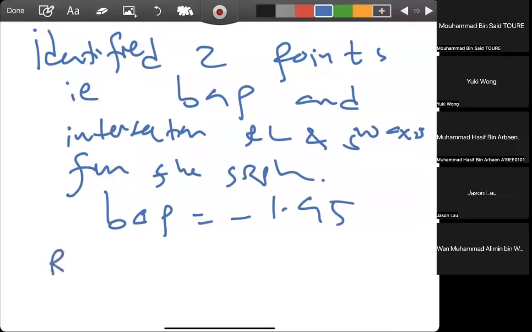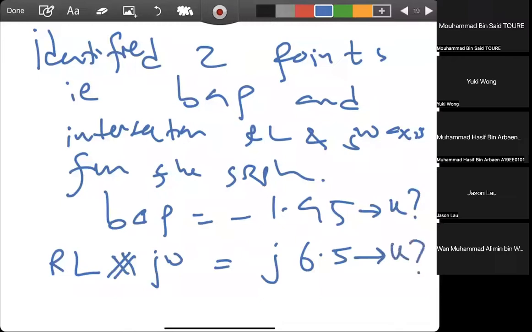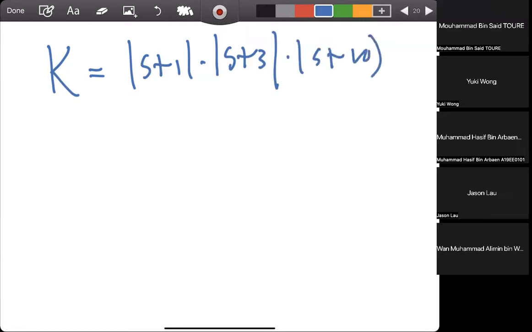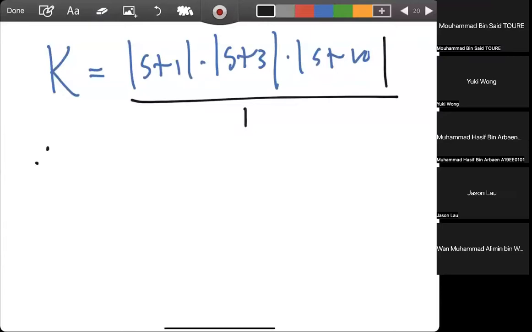Then RL intersection with the J omega is J 6.5. So we calculate the gain. What is the gain value for these 2 points, so that we can see the underdamped range of gain K. Okay, so straight away, use the S plus 1, S plus 3, and S plus 10, no zeros. So divide by 1. So insert S equal to negative 1.95. So K is equal to 8.0.